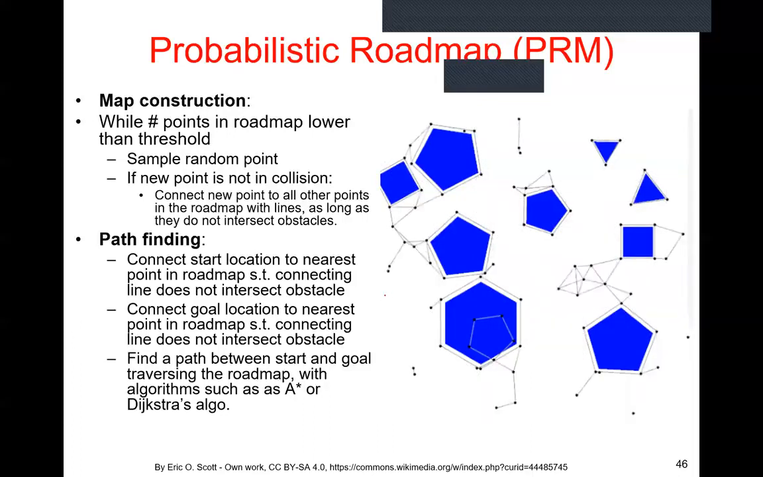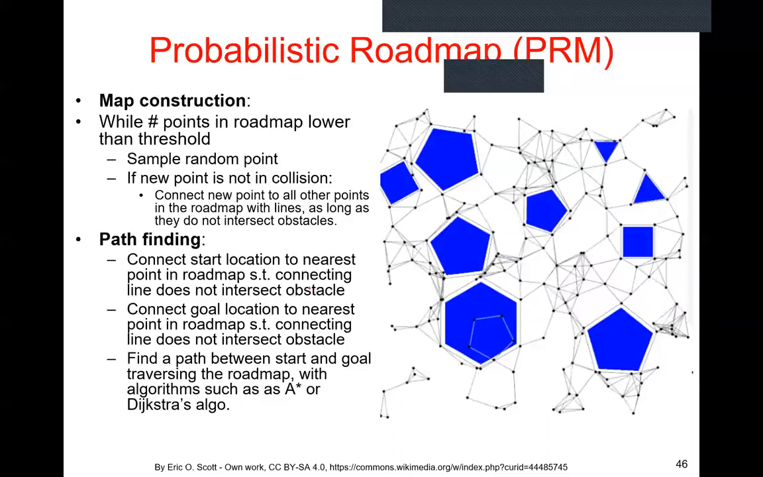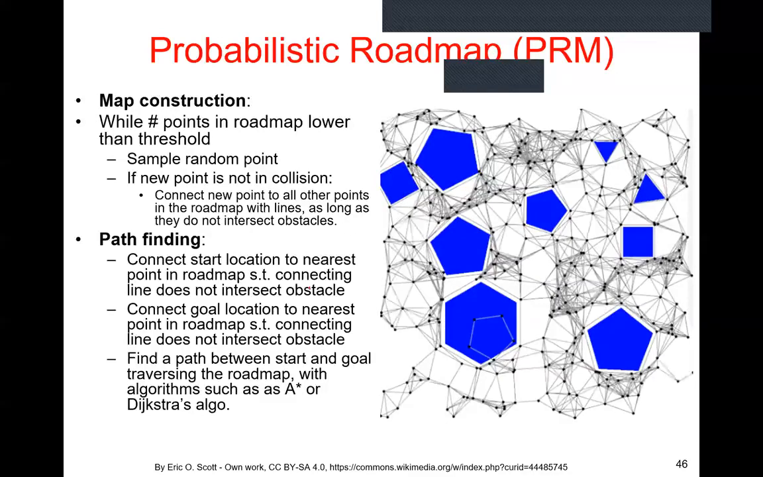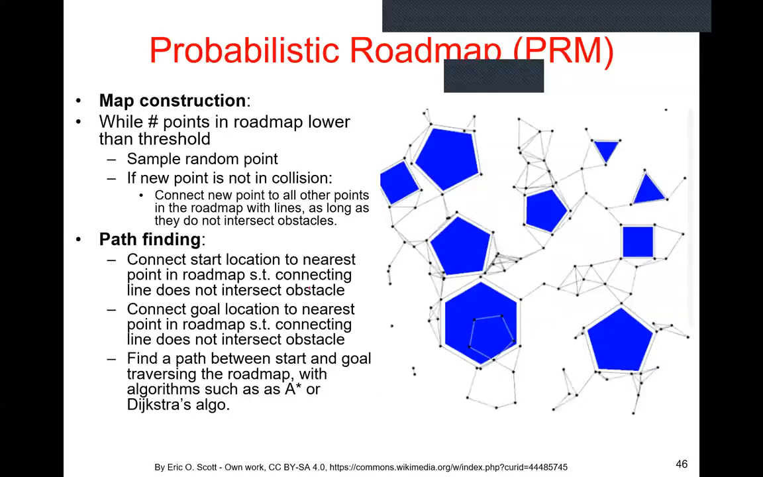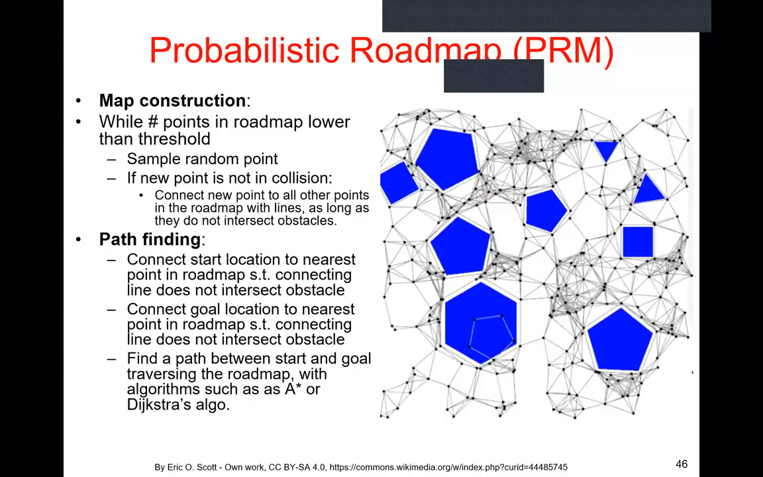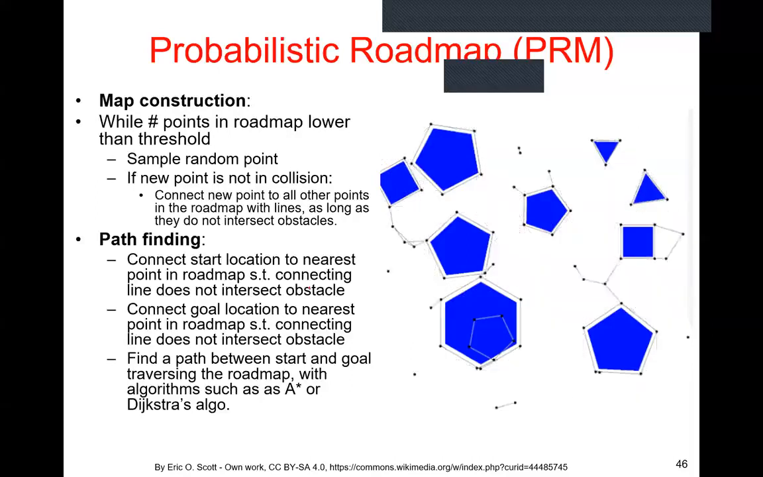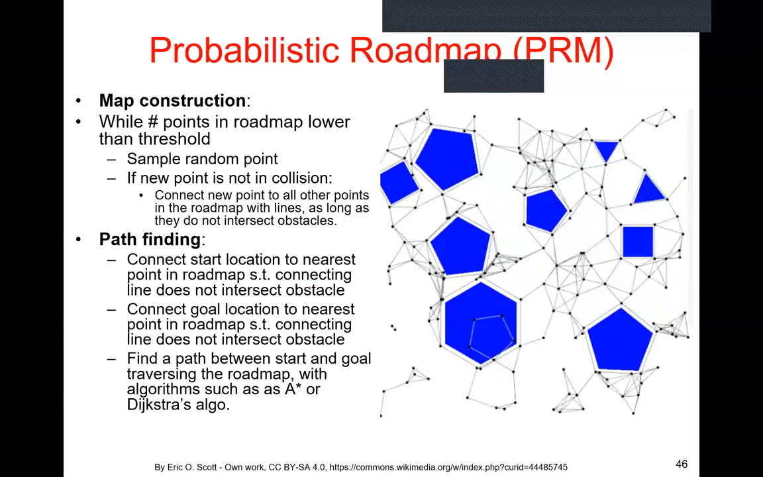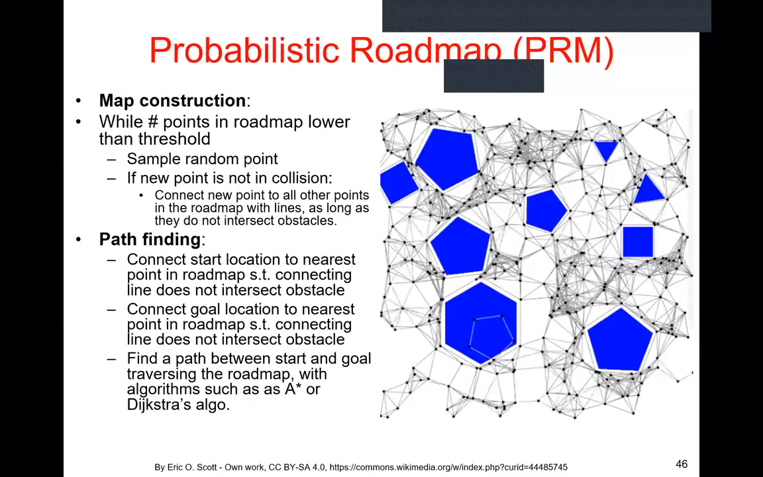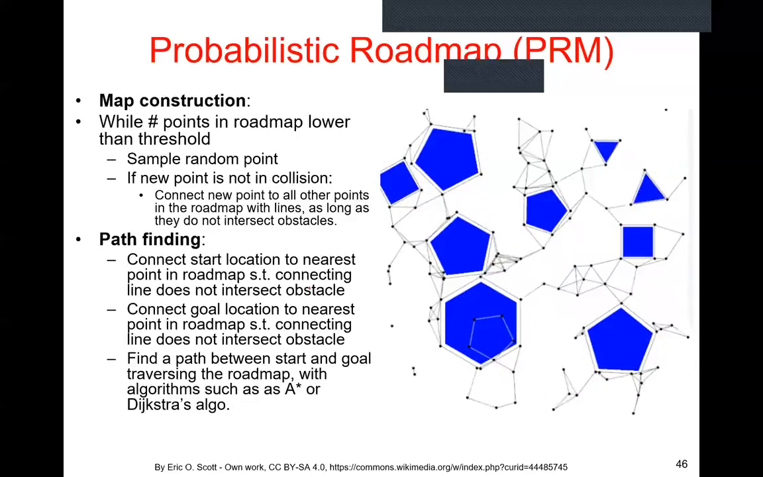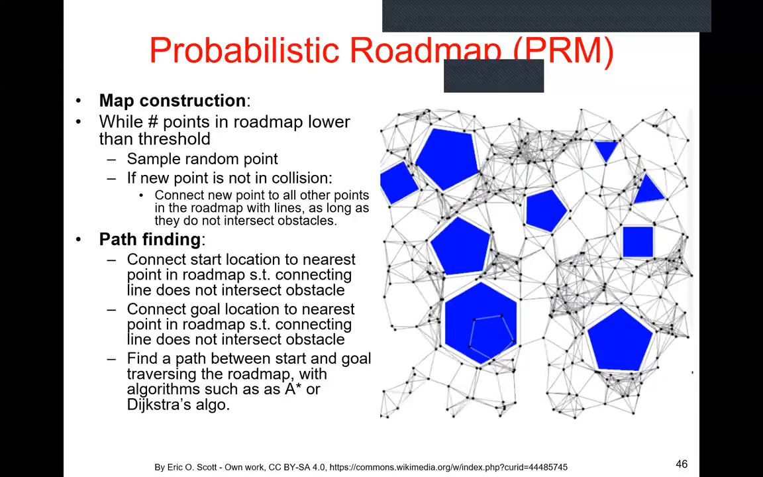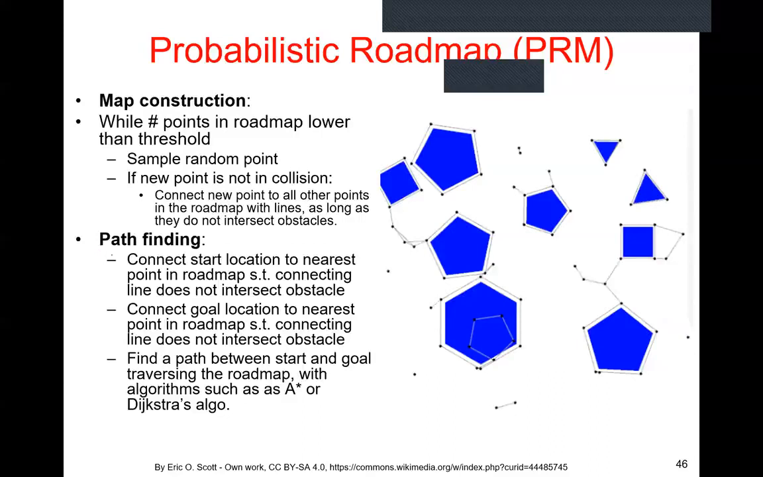So path finding is to connect a start location to the nearest point in the roadmap, such that the connecting line does not intersect any obstacle. And then you do the same for the goal location. Connect it to the roadmap. And finally, you will find a path between start and goal locations, traversing the roadmap with algorithms such as A star or Dijkstra. So this figure shows the map construction process, but the next path finding process is not shown here.